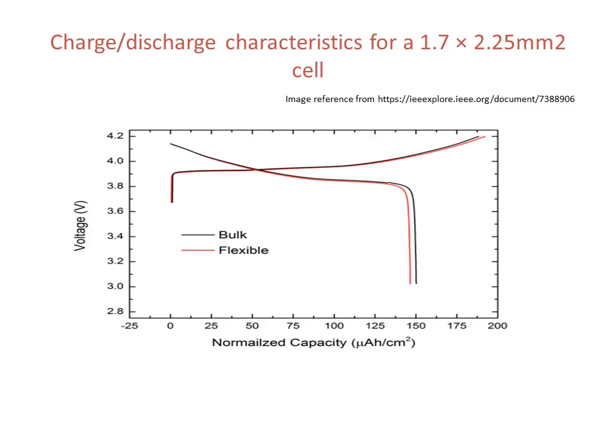Charge discharge characteristics for our cell. A desirable flat voltage curve is observed for a selected voltage from 4.2 to 3 volts in both bulk and flexible batteries. The battery is charged with a constant current of 6 microamperes to reach a charge cutoff voltage of 4.2 volts.